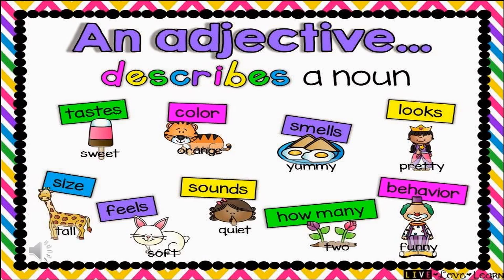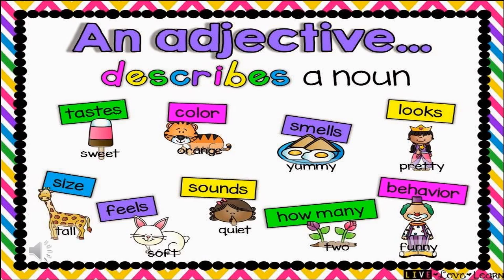An adjective can also describe the color. If I say it is an orange cat, what is the adjective here? Orange. Orange is describing the cat, and orange is a color. An adjective can also describe something's size. If I say it is a tall giraffe, what's the adjective here? Tall. Tall is describing the giraffe's size.